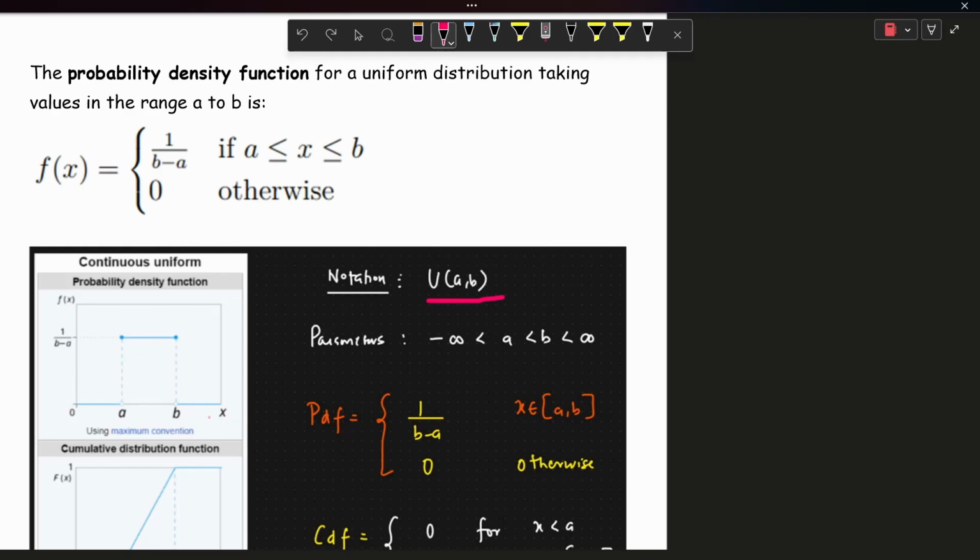The x-axis is nothing but the random variable. If x is between a and b, then the probability of that random variable will be 1 by b minus a. For example, if x is lying here, the probability will be 1 by b minus a. If the random variable is somewhere outside a and b, then the probability will be 0, because it's not possible, right? Probability is always between 0 and 1.